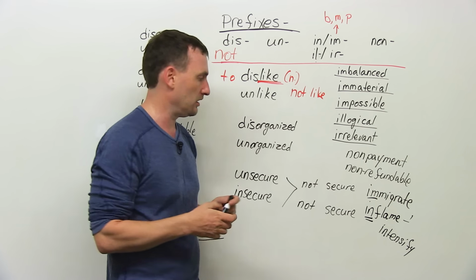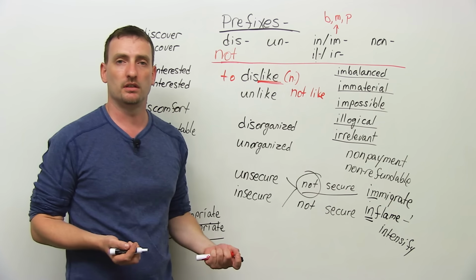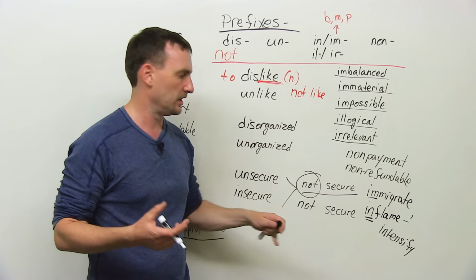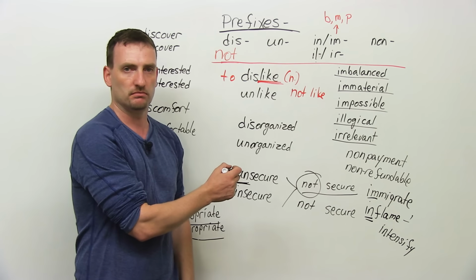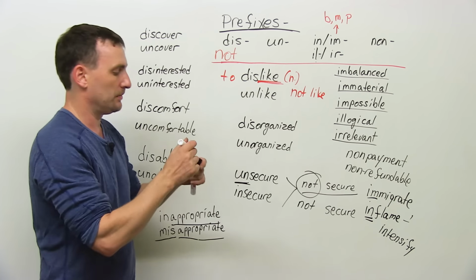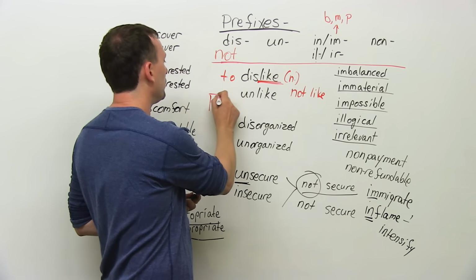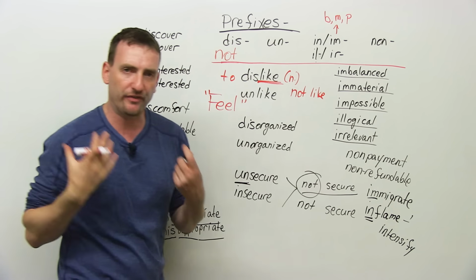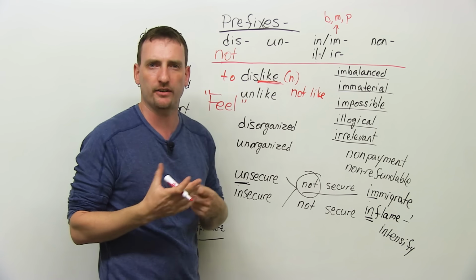If you're not sure, use the two words. Say not secure. If this word unsecure doesn't feel correct, don't use it. Use not secure. Tell me the meaning of this. Okay? Don't worry about the word itself if you don't like it. Which brings us again to the main point. How do you know? Well, you have to feel. You have to feel the language. You have to feel which word sounds correct or not.